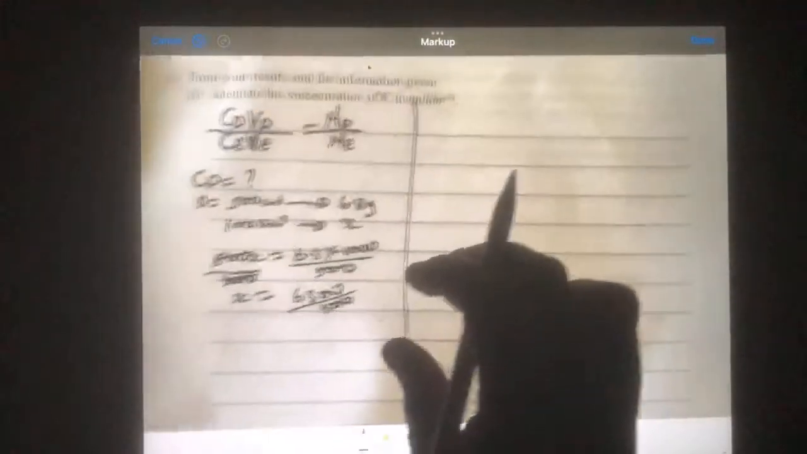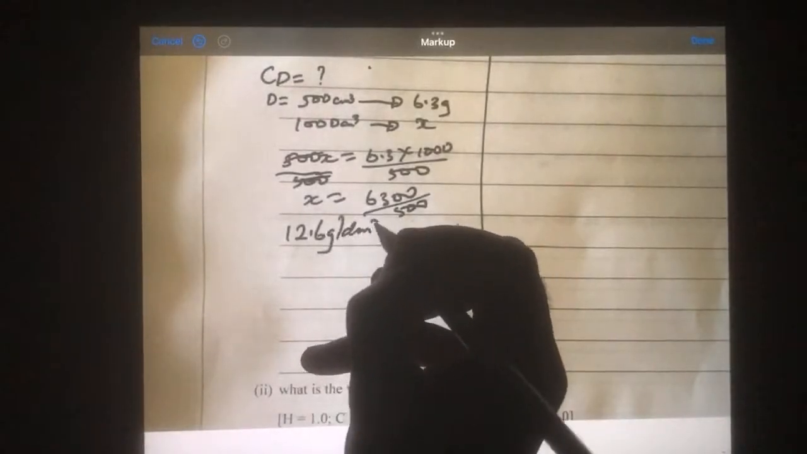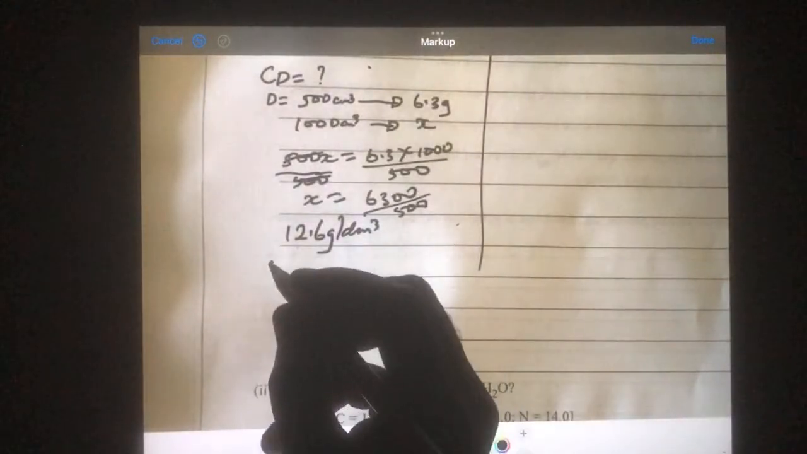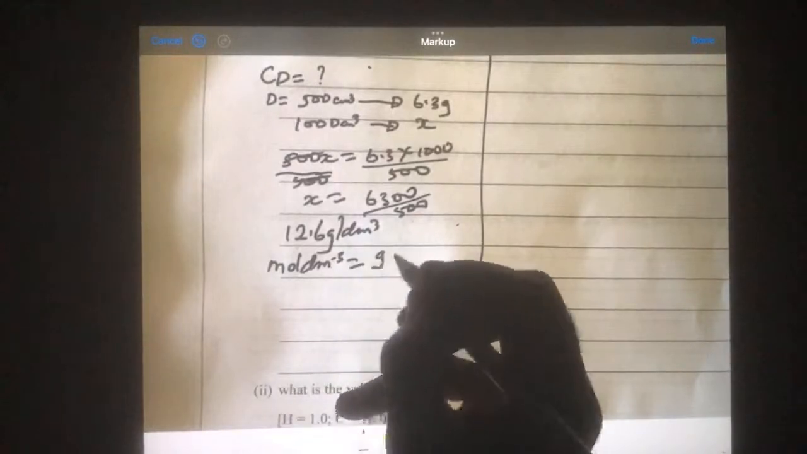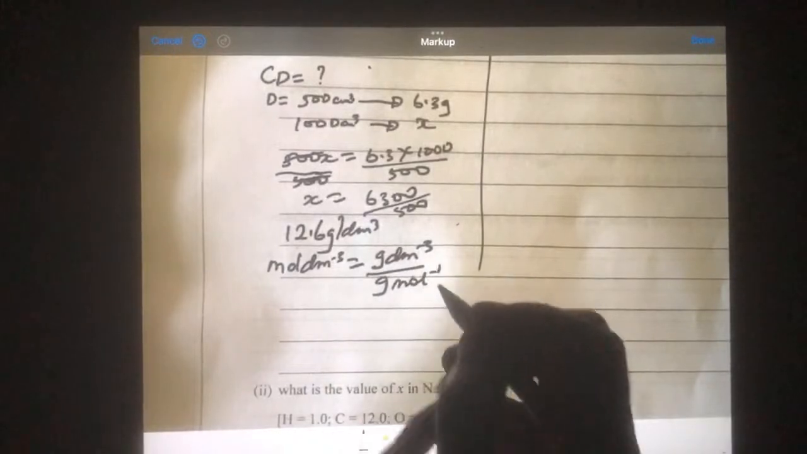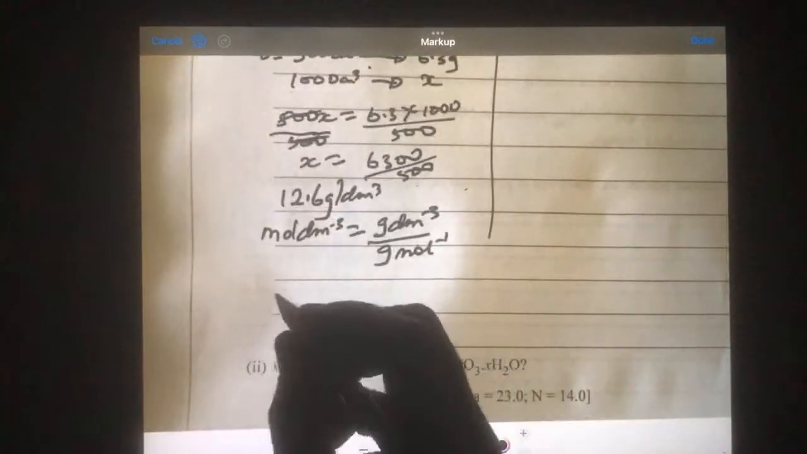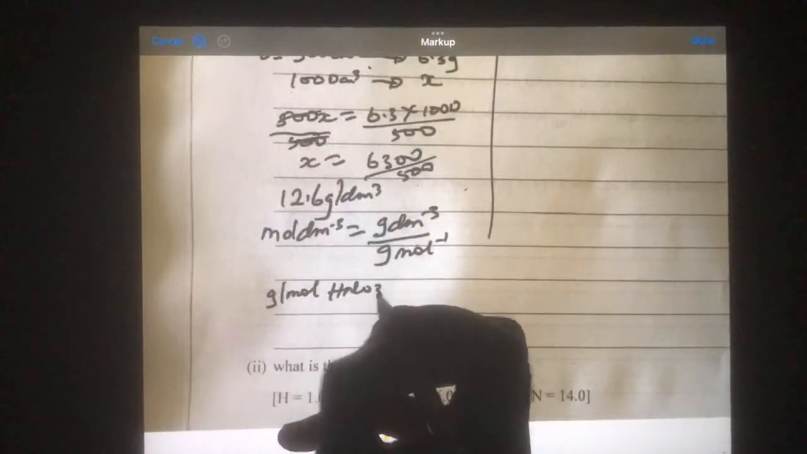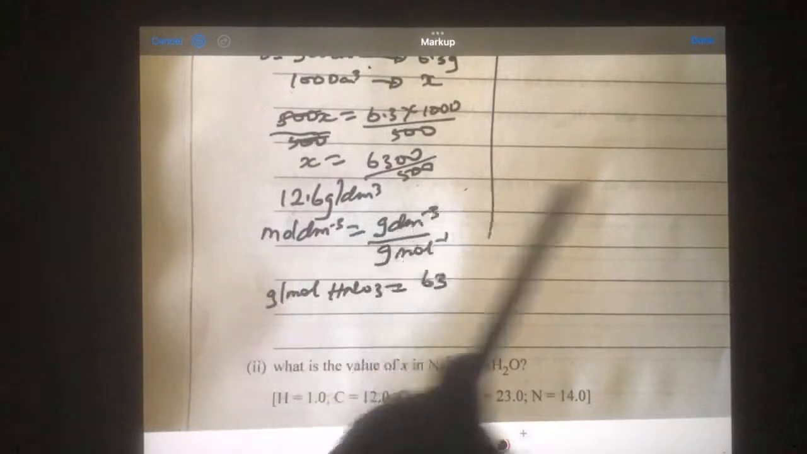So we have that the mass concentration is 12.6 gram per dm cube, using the formula which says that mole per dm cube is equal to gram per dm cube all over gram per mole. So what's the molar mass of the compound? The molar mass, gram per mole, of HNO3 is equal to 63. That's the molar mass. And we have already gotten 12.6 as the gram per dm cube.